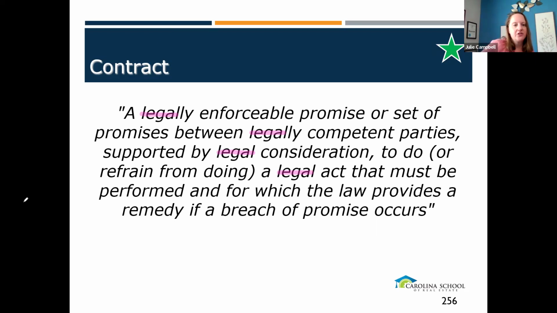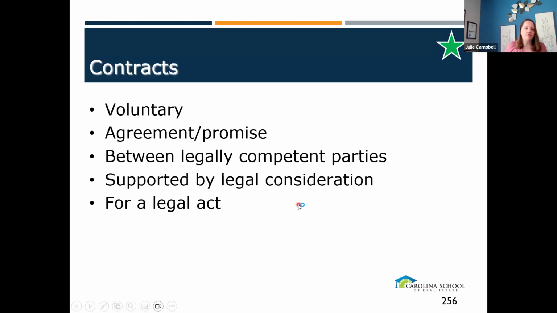So start with the definition. Understanding contracts are voluntary, which means the parties agree to enter into the contract together. You can't force anybody into a legally binding contract. There must be voluntary agreement. Contracts consist of agreement or promise between legally competent parties. We're going to talk about the legality of the parties in this section. They're supported by some kind of legal consideration.